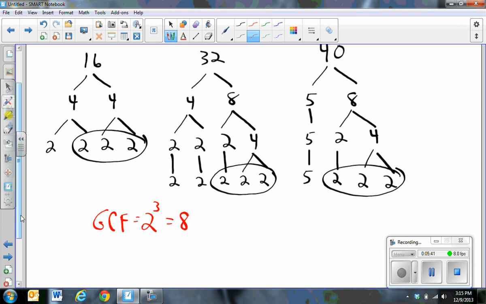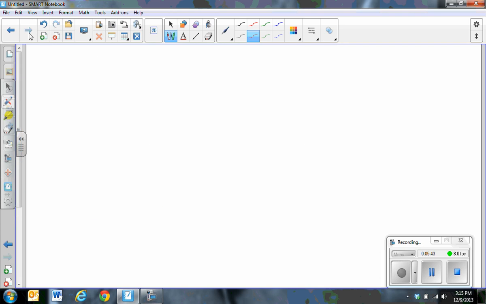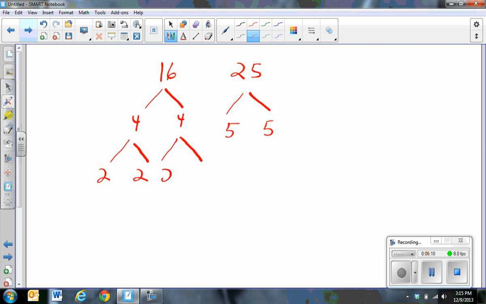Last thing, what if you have the numbers, let's say 16 and 25, and you're looking for the greatest common factor. Now notice those are both composite numbers, right? 25 is composite because it can be written as 5 times 5. It's not a prime number. 16, we just found out, is 4 times 4, and then 2 times 2, and 2 times 2. It's written as 2 to the 4.